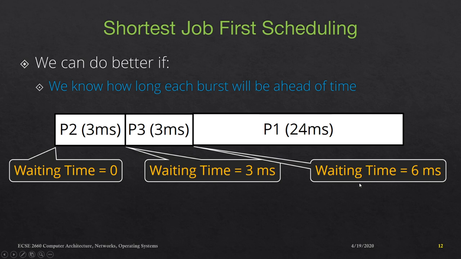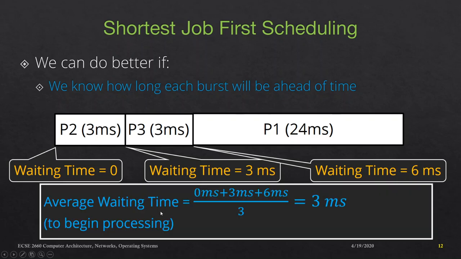P1 waited for 6 milliseconds in order for P2 and P3 to finish. So the waiting time for P1 is 6 milliseconds. The average waiting time, the same way we computed the average waiting time earlier, is now 3 milliseconds. So it's a very big reduction in the average waiting time. But as pointed out earlier, we require a prediction, ahead of time knowledge of the burst times.